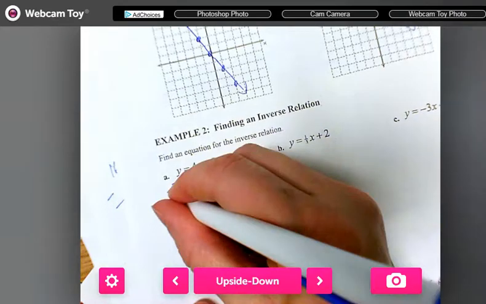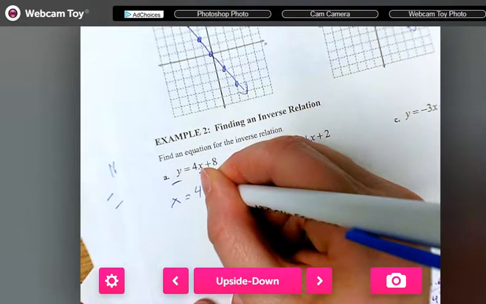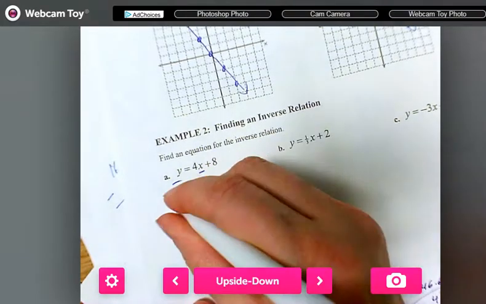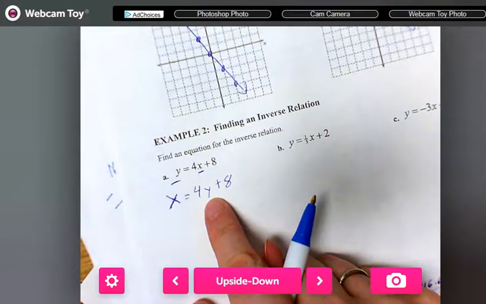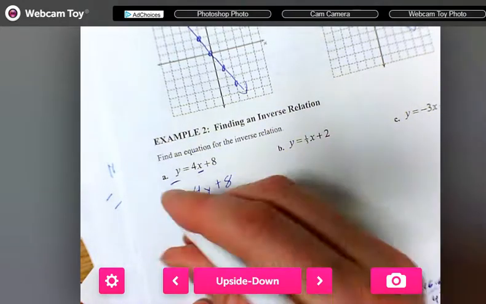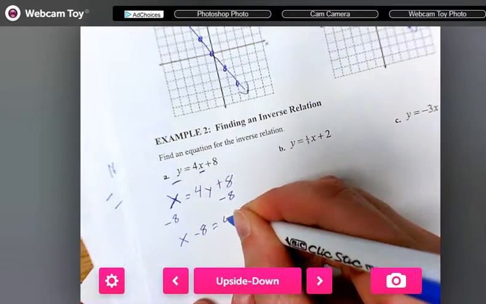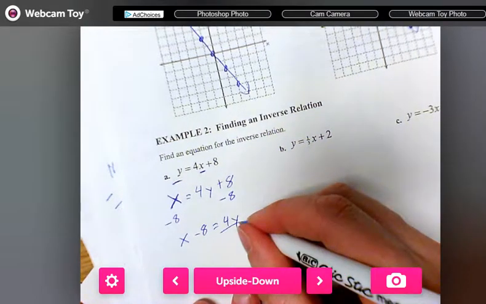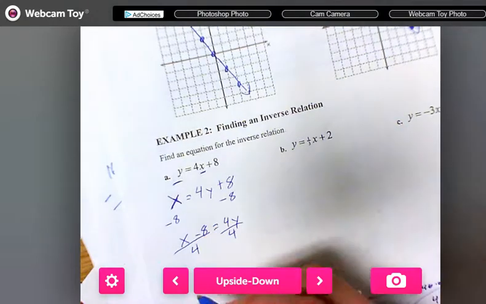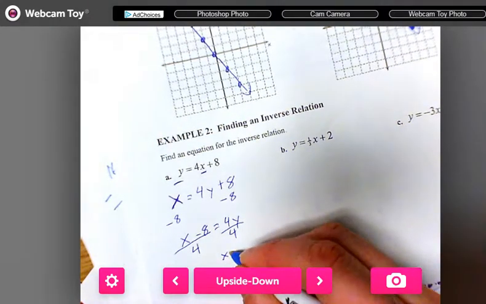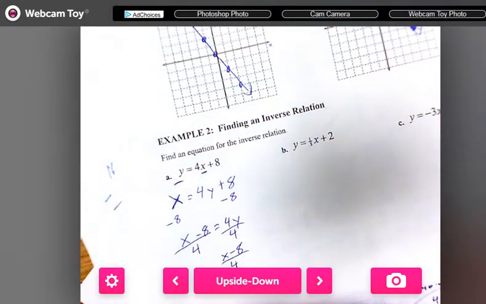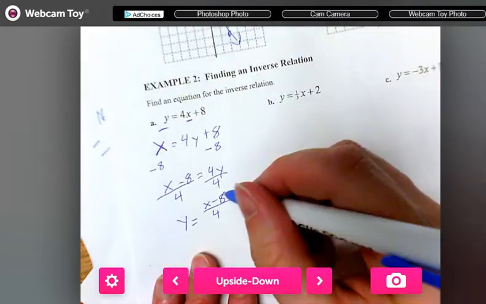So I get x equals 4y plus 8. Now I want to get y all by itself, so I'm going to subtract 8. I get x minus 8 equals 4y. I divide everything by 4. So y equals (x minus 8) over 4. That's my final answer.